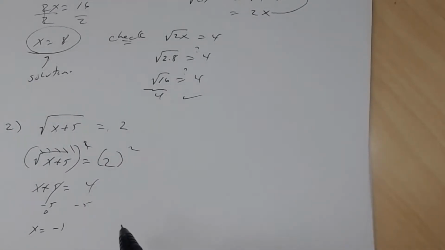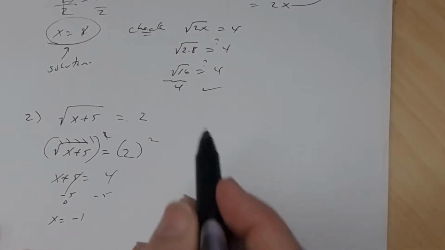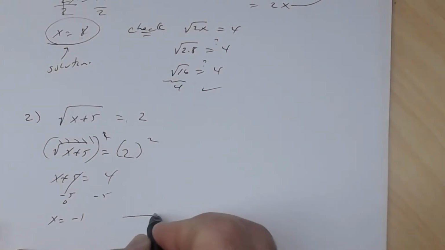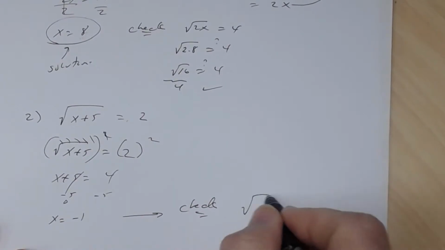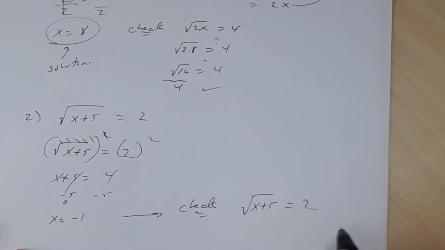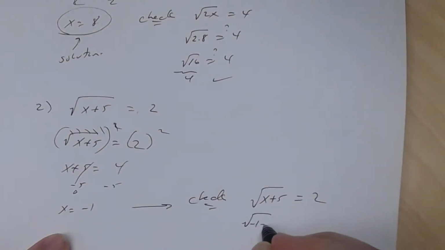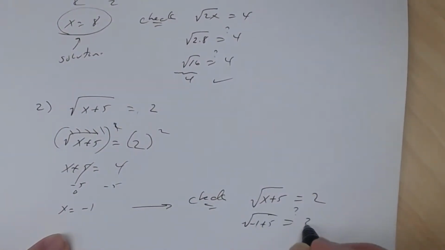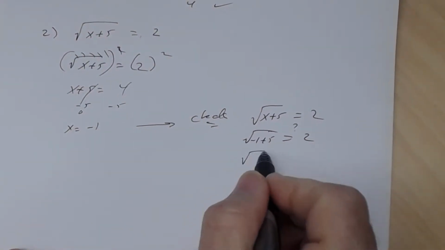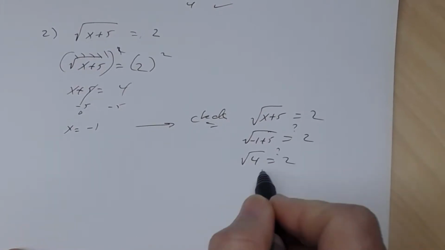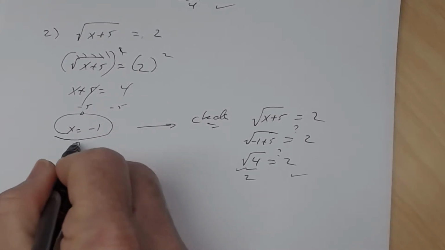So again, this is my proposed solution. But since I raised both sides to a power, I've got to check my proposed solution. You must check, and always go back to the original. So here's your original equation, and wherever I see the variable x, I'm going to substitute -1. So I get the square root of -1 plus 5, and I want to see if that's going to equal 2. Well, -1 plus 5 is 4. The question is, is the square root of 4 equal to 2? And the answer is yes, because the square root of 4 is 2. All right, so that's your solution.